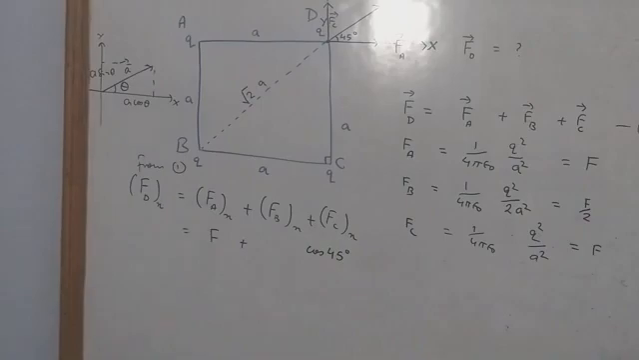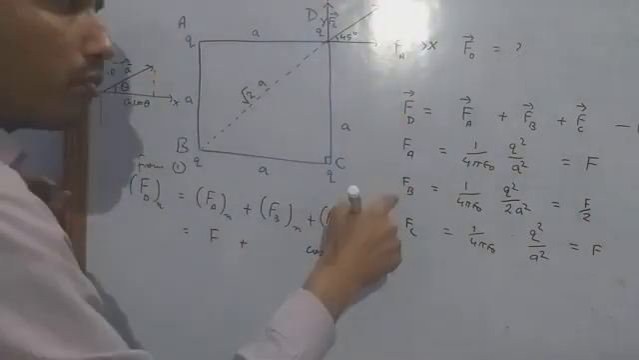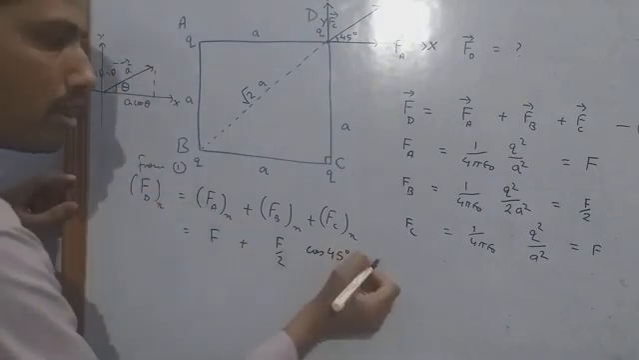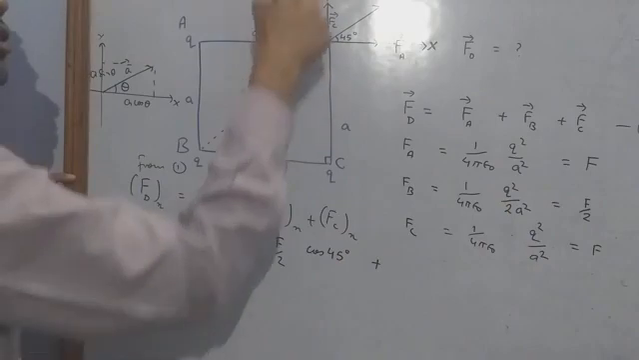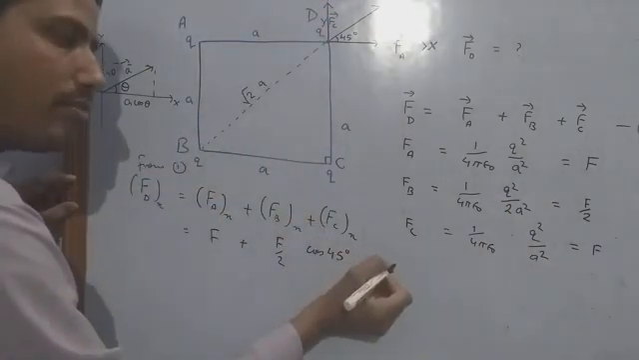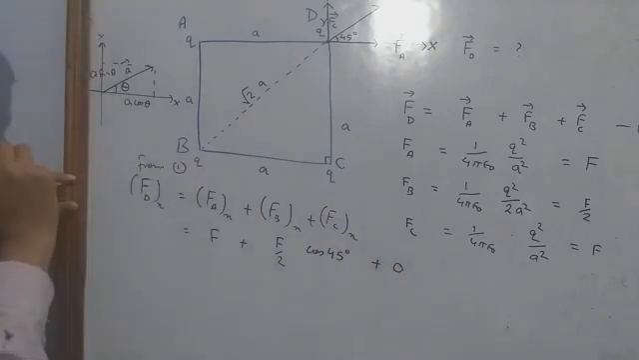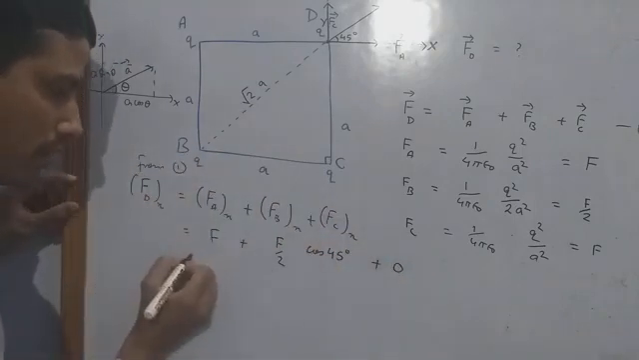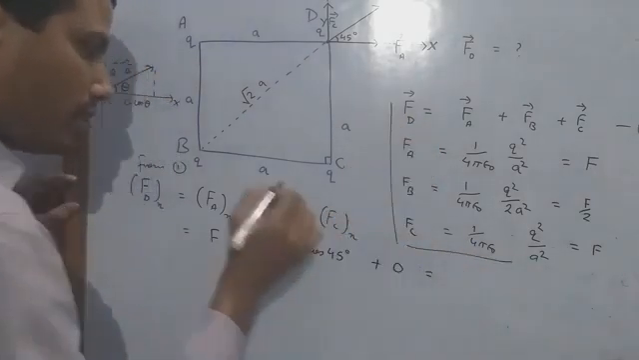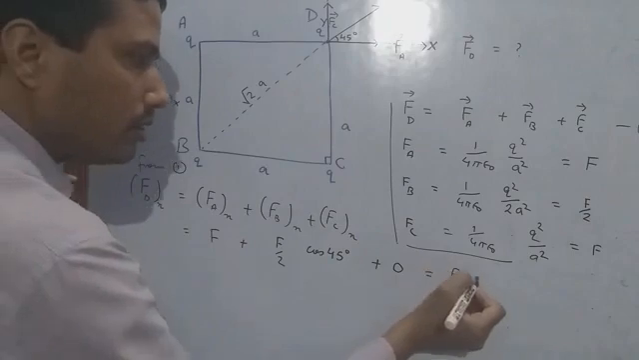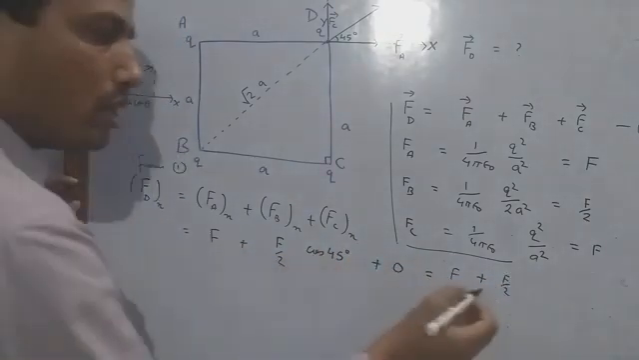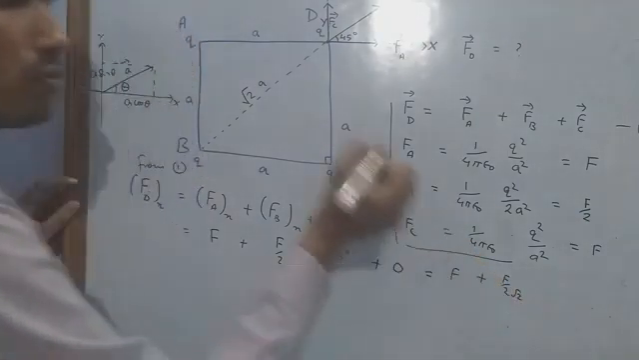Now what is the magnitude of that force? Its magnitude, Fb magnitude I have written here, is f by 2. Plus Fc. Fc is along the y-axis, so what will be its x component? It will be 0. So how much will you get, students? We will get f plus f by 2, cos 45 is 1 by root 2, so we will have a root 2 factor here.